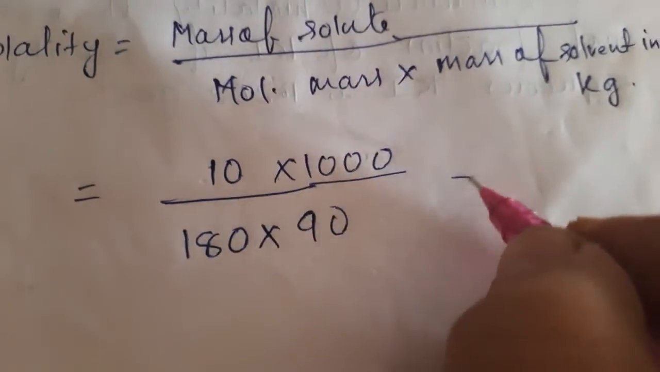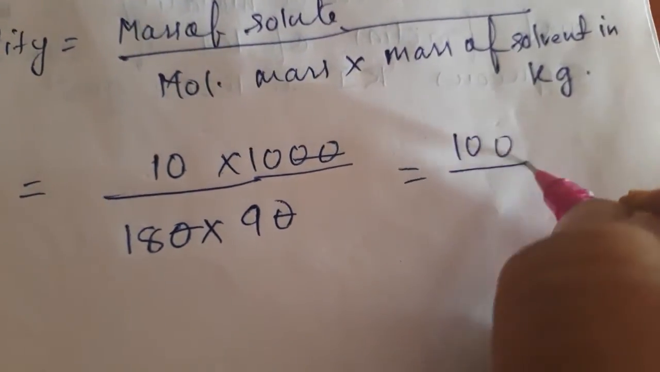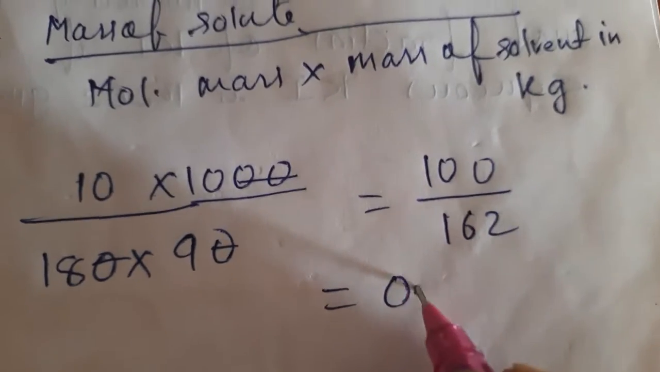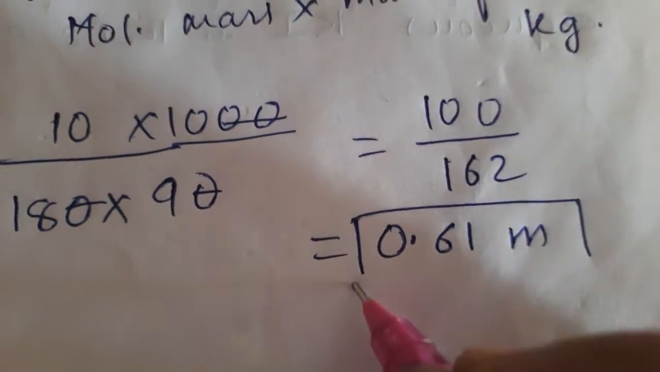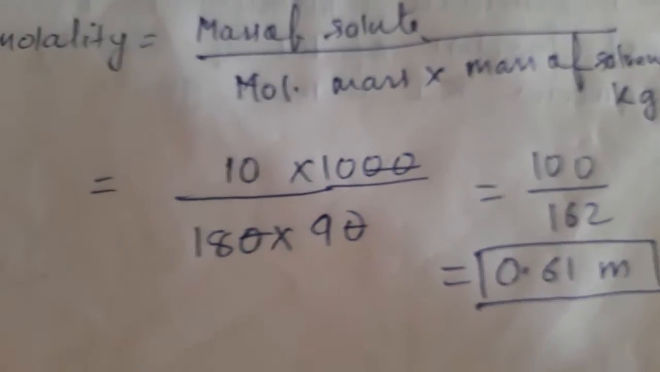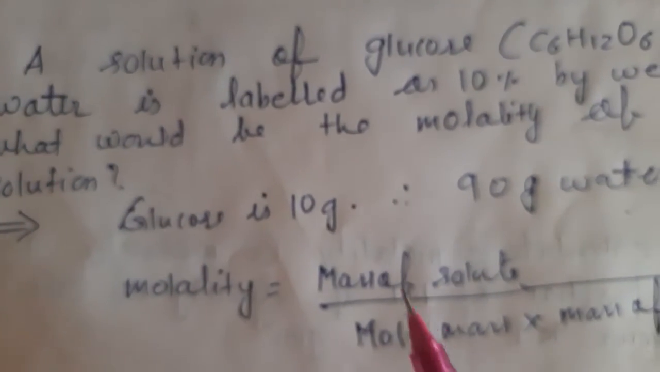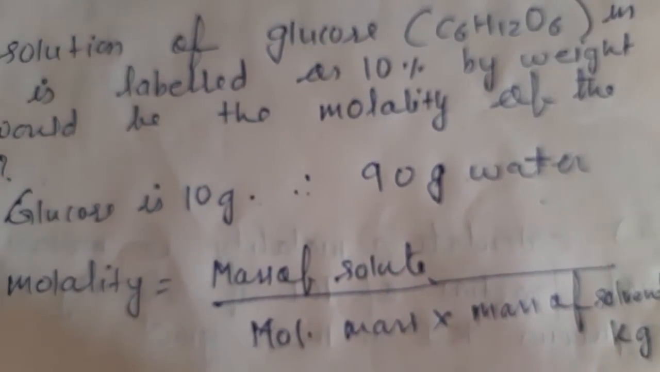When you will divide, children, 100 divided by 162. So when you will divide, it will become 0.61 molal. It is molality, so answer will be in small m. Clear? In this way, the only thing is we have to understand that if it is 10% by weight, then the glucose, any solute, is 10 gram and 90 gram is water.